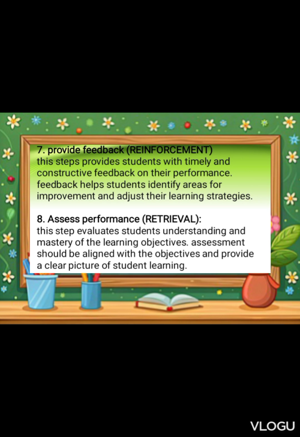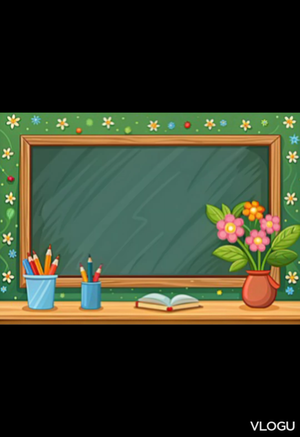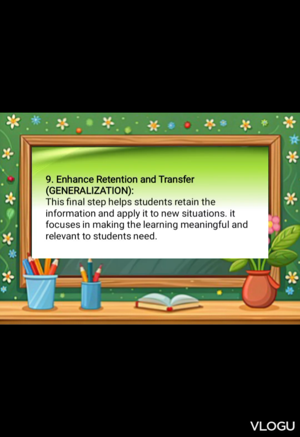Number 8, assess performance or retrieval. This step evaluates students' understanding and mastery of the learning objectives. Assessments should be aligned with the objectives and provide a clear picture of the students' learning. Lastly is enhance retention and transfer or generalization. This final step helps students to retain the information and apply it to new situations. It focuses on making the learning meaningful and relevant to students' needs.